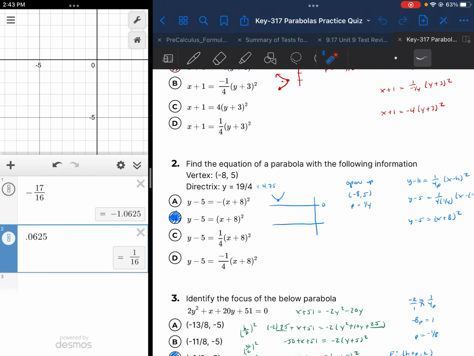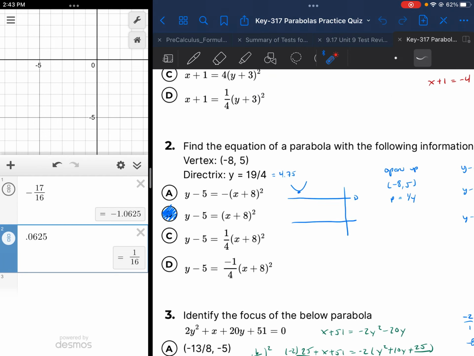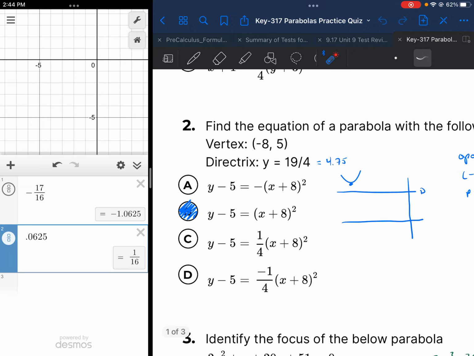For number 2, find the equation of the parabola with the following information, vertex and directrix. Same deal, let's start with a nice little picture. We have our vertex as the point (-8, 5). That's estimated to be over here in the second quadrant. The directrix, if you take that 19/4 and turn it into a decimal, we get 4.75. Notice that this directrix is a horizontal line. y equals some number will always give us a horizontal line.